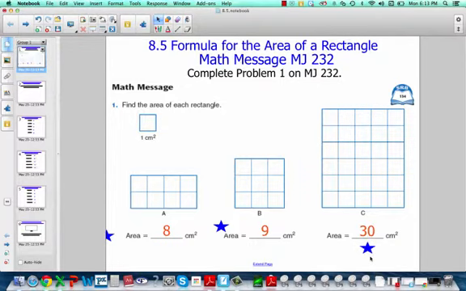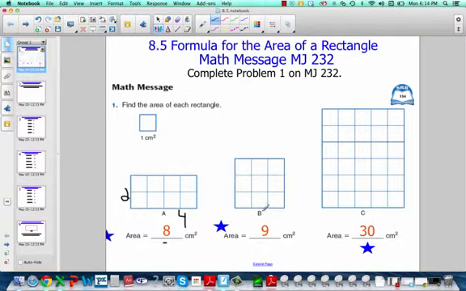That seemed like an awful lot of squares to count. There has to be an easier way. And in fact, there is. If you notice, I have 4 squares along the bottom, and I have 2 rows of those squares. And 4 times 2 is 8.